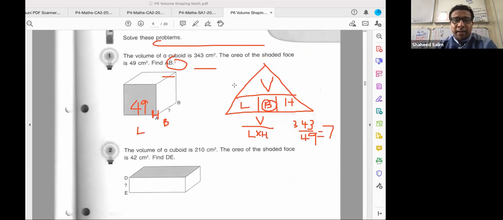Now the next one, Zahin. How to do the next one? You want to find DE. DE is the height. So volume over length times breadth. They already give you length times breadth down here. Can you see? Zahin, you must be able to see. Now you want to find the height. So we don't look at the height now, we cancel the height. Okay, how to cancel? I'll show you now.